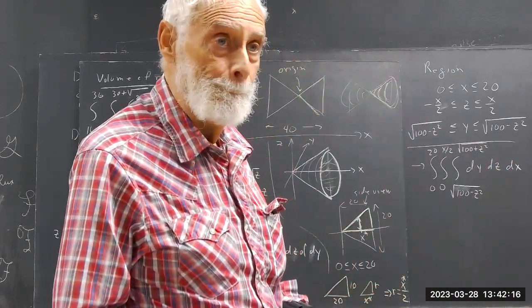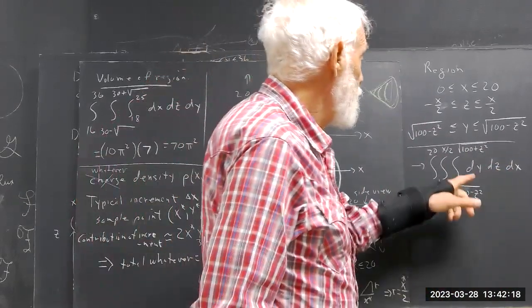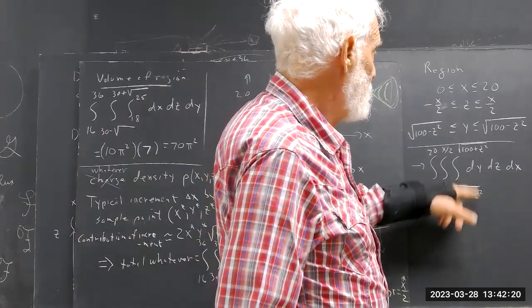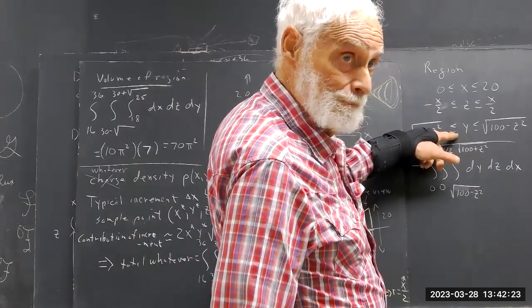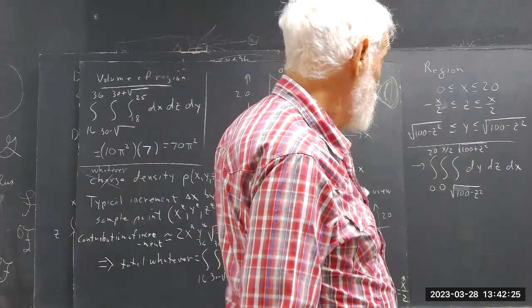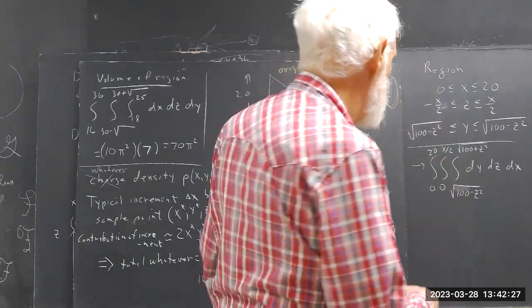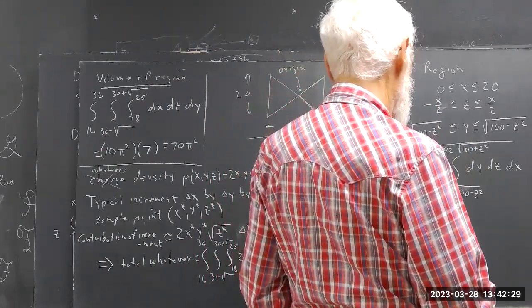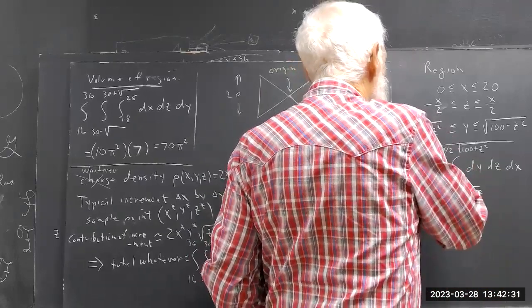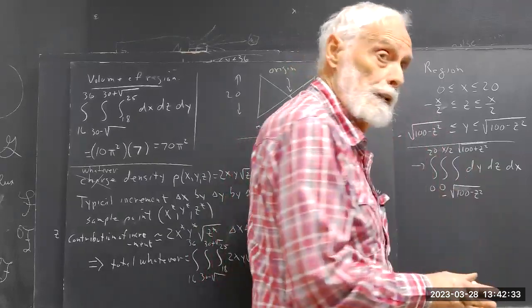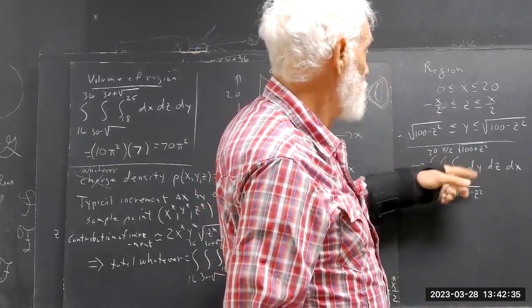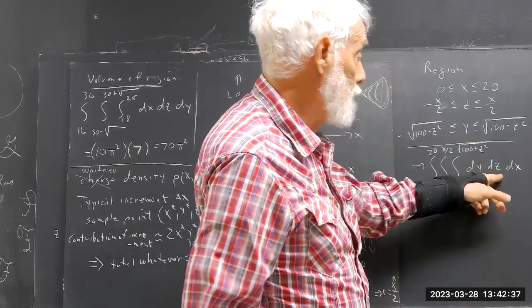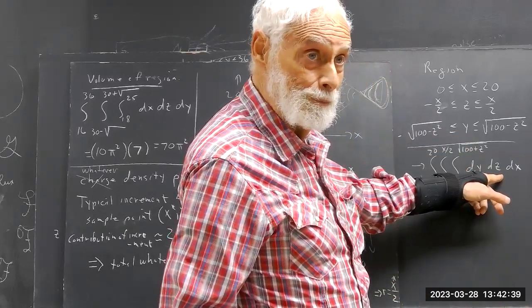Okay. Does that make sense? I've got to integrate with respect to y, and I'm going to get z's. What am I going to get? I'm going to get negative 100 minus z. Okay. I get 2 times the quantity 100 plus z squared. I've got to integrate that with respect to z.